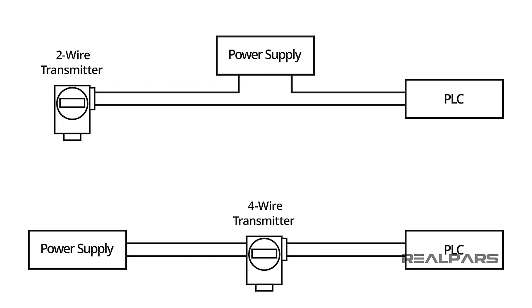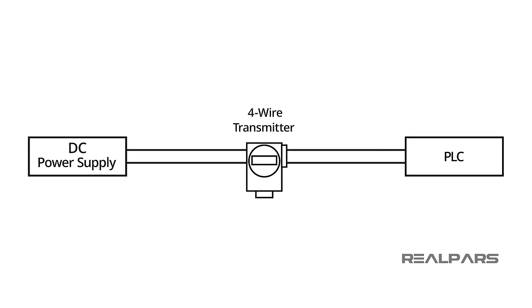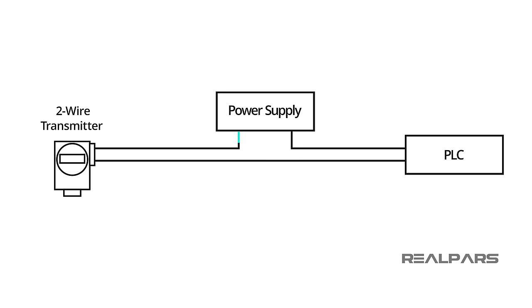A transmitter requires a power supply to operate, as discussed in our video, what are two-wire and four-wire transmitter output loops. Let's review quickly. A four-wire transmitter has two wires connected to a power supply, and two signal wires connected to the PLC. The power supply can be AC or DC, depending on the vendor and model. A two-wire transmitter has only two wires. These two wires provide power for the transmitter and are also the signal lines.